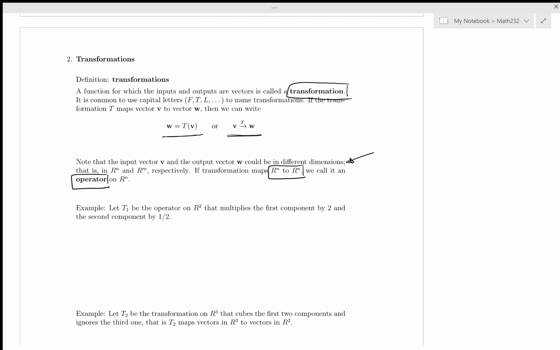Okay, let's just take an example here. Let T1 be the operator on R2. That means it's going to have to go from R2 to R2. It multiplies the first component by 2 and the second component by 1/2. So what does that look like? Well, T1 takes an input, x1 and x2, that's the vector x, and it produces an output where the first component, x1, gets multiplied by 2, and the second component, x2, gets multiplied by 1/2. So there is the transformation T1.